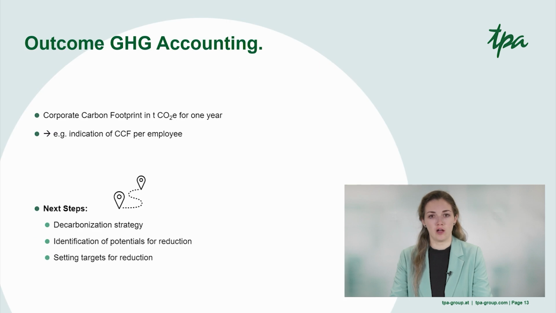What is usually the outcome of greenhouse gas accounting? You have calculated the corporate carbon footprint in tons of CO2 equivalents for 1 year, and then, for example, you can describe it per employee. What happens when you have collected all this, when you have the corporate carbon footprint and now know the amount of greenhouse gas emissions in the company? You can now work on a strategy for decarbonization, and you can deal with the identification of the reduction potentials and then also set specific reduction targets for your company.